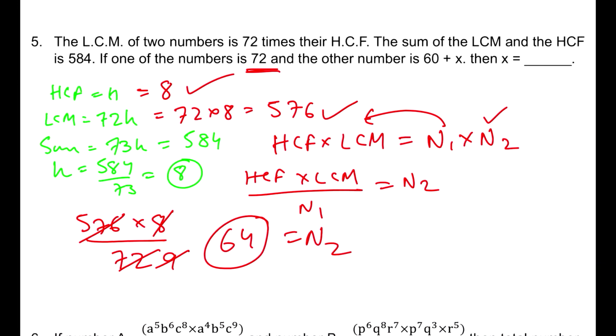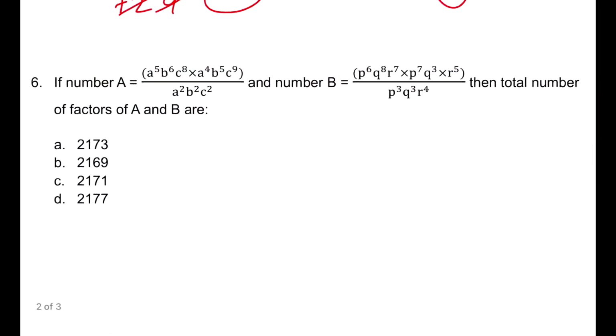Not really, because they are saying that the second number is represented as 60 plus x. So 64 को मैं 60 plus 4 के फॉर्म में लिख सकती हूँ. So my answer will be 4. That's how you do this question, guys. I hope you all enjoyed this one. Let's see the sixth one quickly.